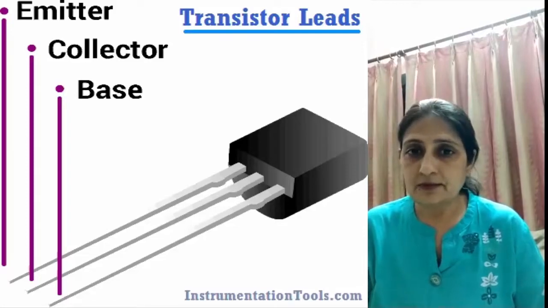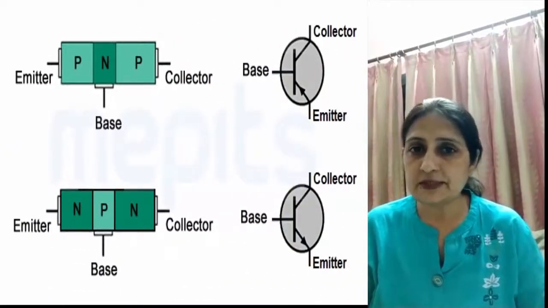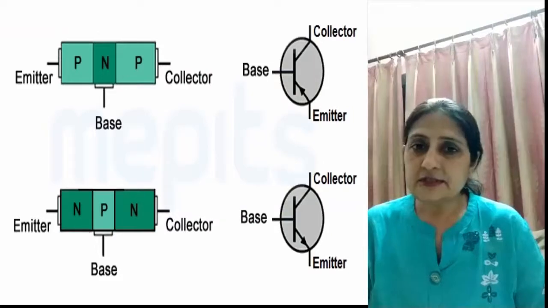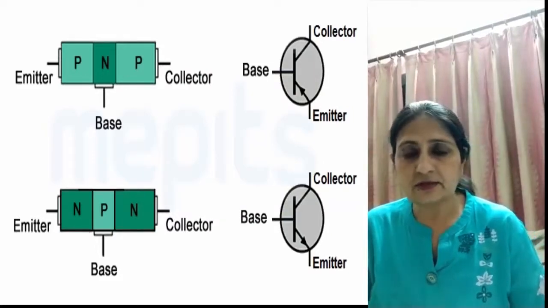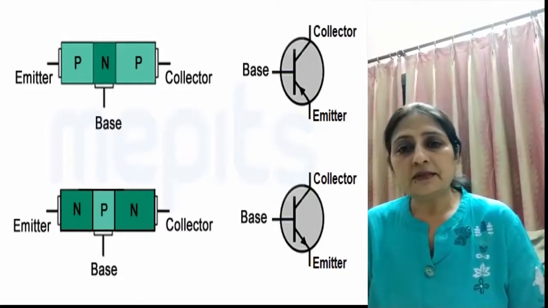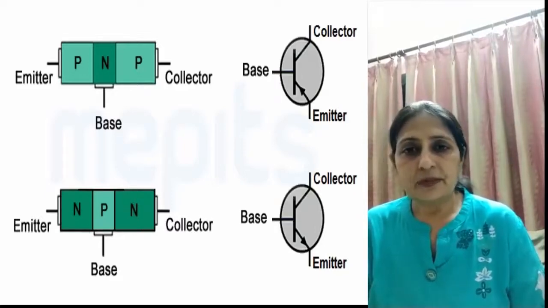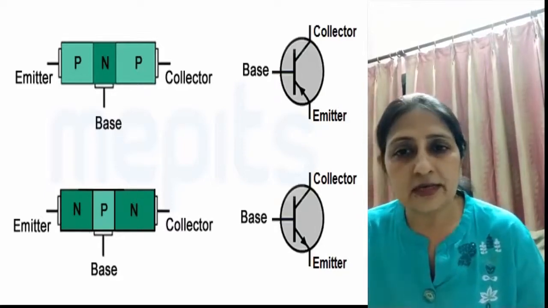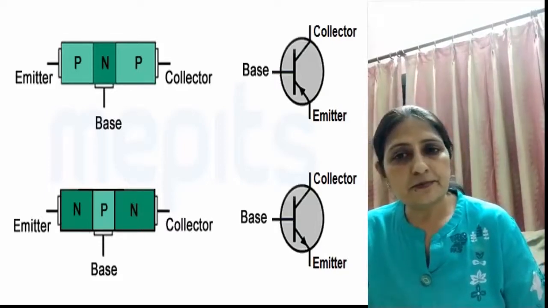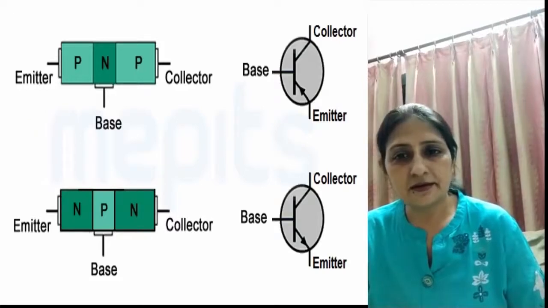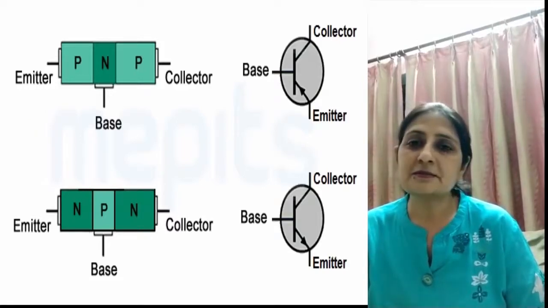Depending on the doping, we can have two types of BJTs. First is NPN and the other one is PNP. In an NPN transistor, emitter is N-type, base is P-type and collector is N-type. In a PNP transistor, emitter is P-type, base is N-type and collector is P-type.